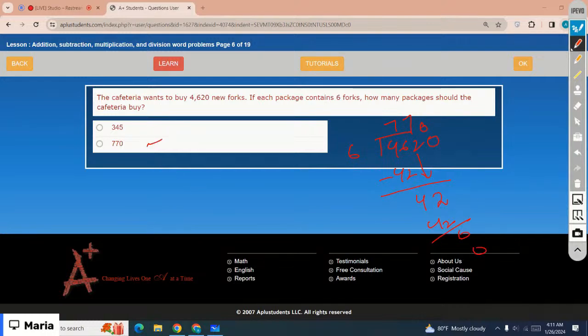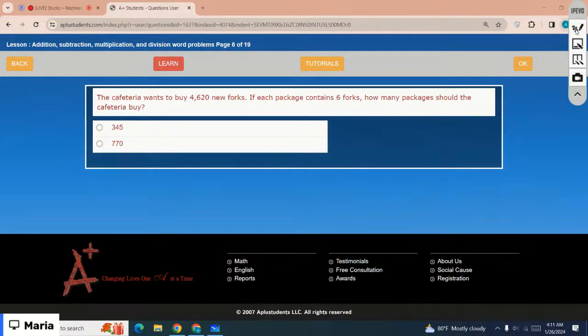So that is 770. The correct option is option number 1. Do not guess the answers. You have to divide. The correct option is 770.